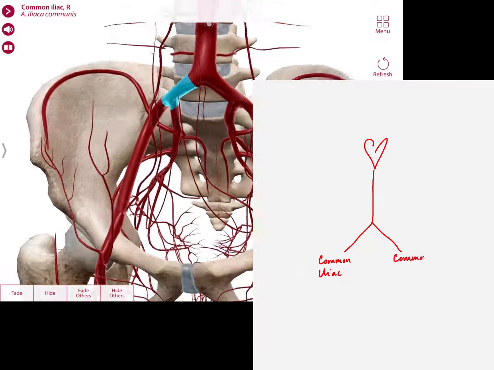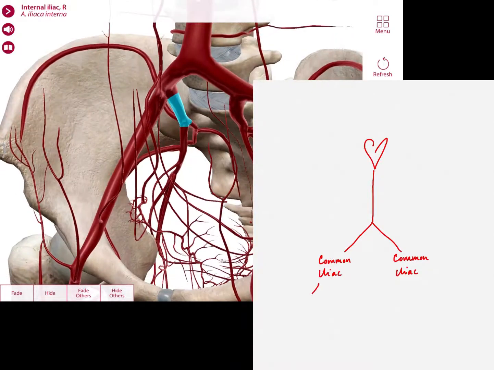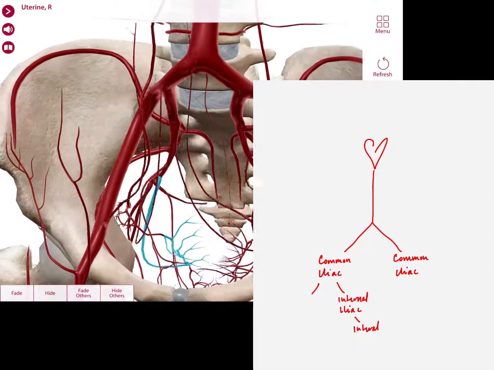In this case, it's going to split into an internal iliac. And this internal iliac is going to feed the internal structures of the pelvis. So it's going to keep splitting, and these branches are going to be branches such as this one here. This would be the uterine branch, which would feed the uterus.